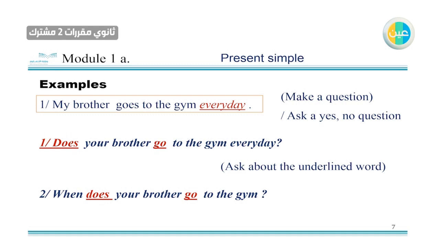And you notice here, we did not put "every day" because we are asking about every day. We are asking about it using "when," so you cannot ask about something and also put it in the sentence. That's why it's omitted. These are most of the forms that you may be asked to do in order to change the sentence into a question. You may also be asked to make a negative. You will see that, inshallah, in the activity.